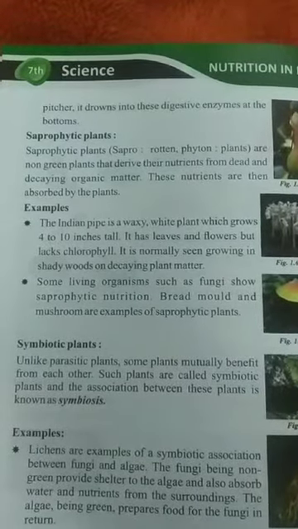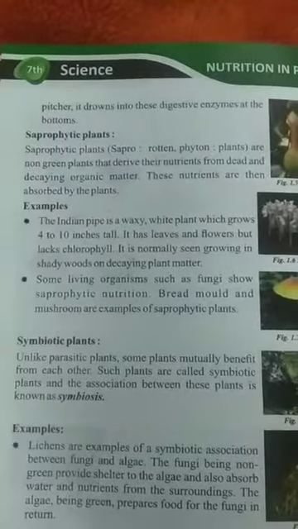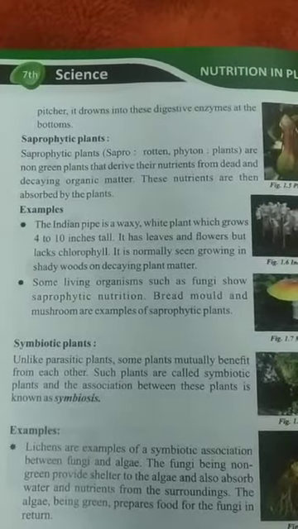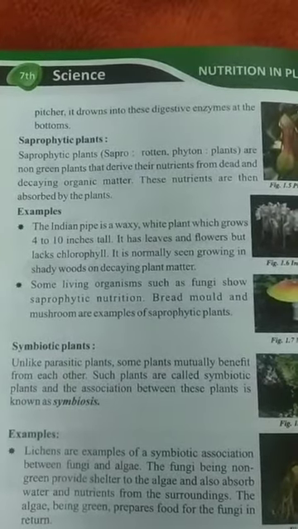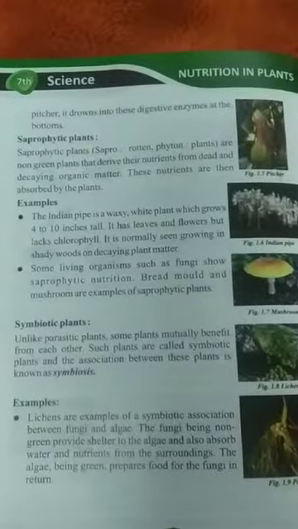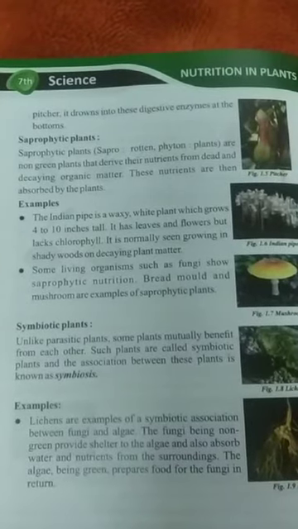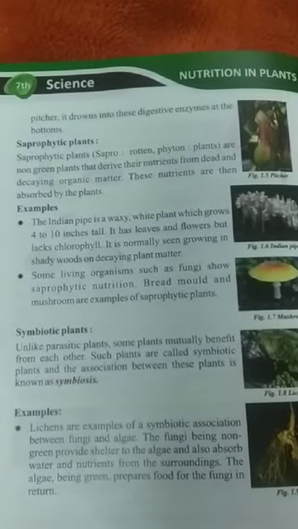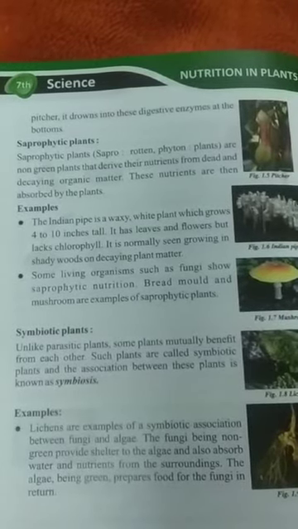Then we have the saprophytic plants. Saprophytic plants are the rotten plants; sapro means rotten. They are those non-green plants that derive their nutrients from dead and decaying organic matter, and these nutrients are then absorbed by the plants. Then we have this example: the Indian pipe is a waxy white plant which grows 4 to 10 inches tall. It has leaves and flowers which lack chlorophyll. It is normally seen growing in shady woods on decaying plant matter.